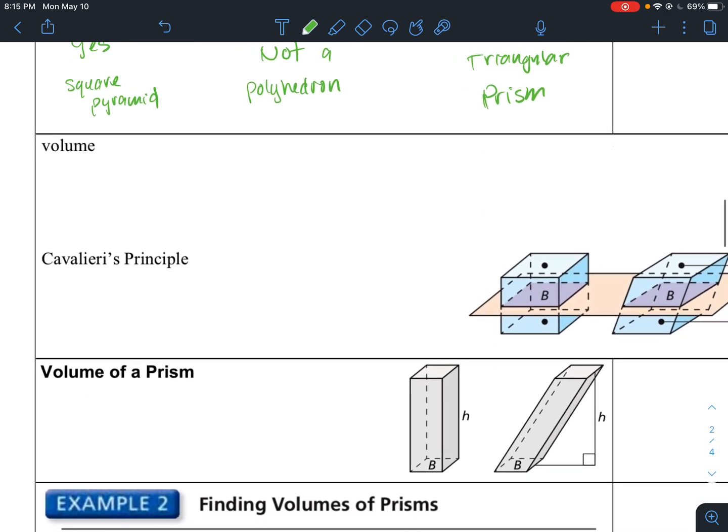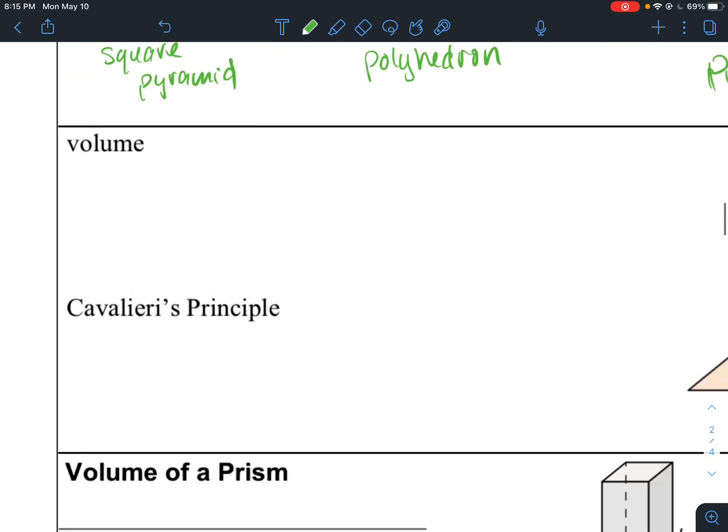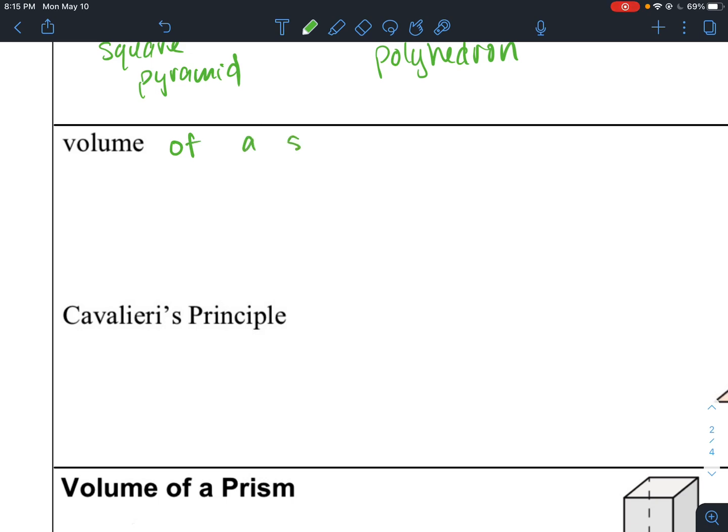Okay, now let's talk about volume. So finding the volume of these objects. Volume is, first of all, defined as: the volume of a solid is the number of cubic units contained in its interior.